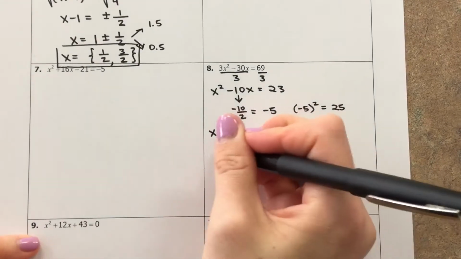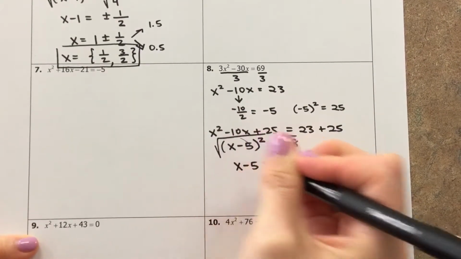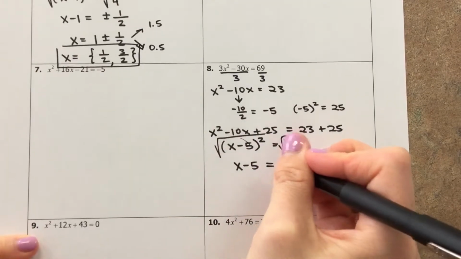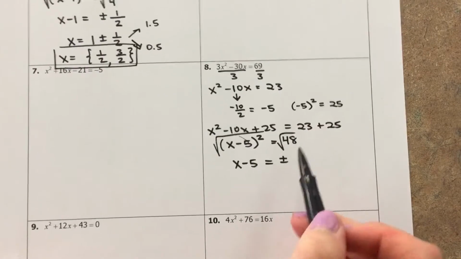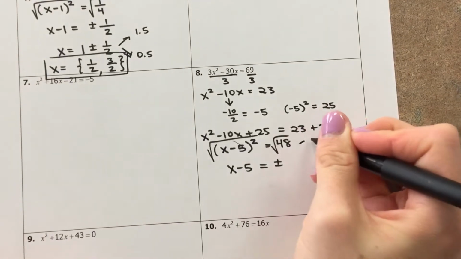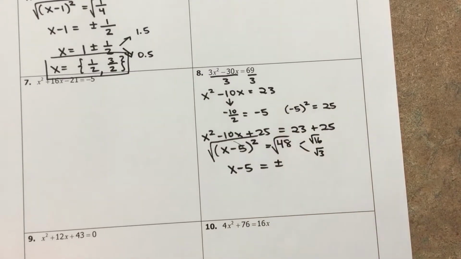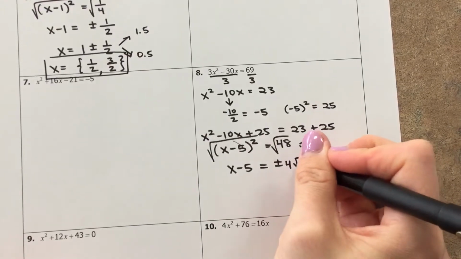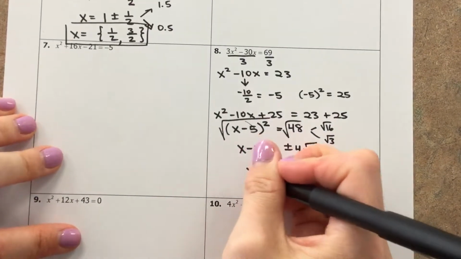Step 5, take the square root of both sides. Left-hand side is now just an x minus 5. Right-hand side starts with a plus or minus, and then I need to take the square root. 48 is not a perfect square, but I can break it into 16 and 3. So the square root of 16 is plus or minus 4. The square root of 3 just gets left behind under a radical. And finally, add 5 to both sides.